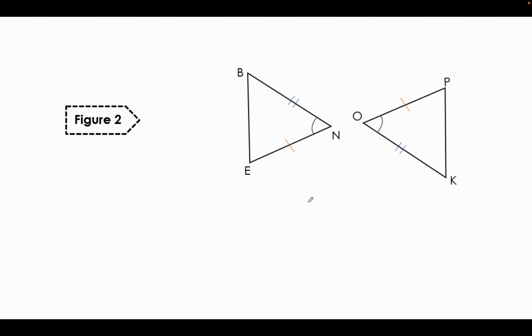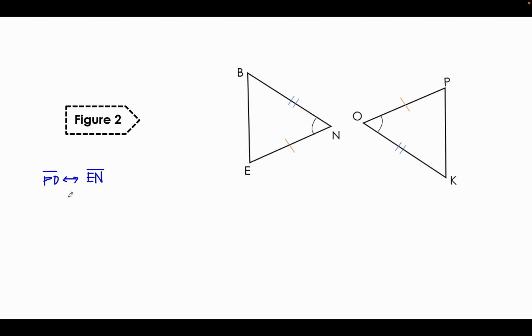Let's have this one. Figure 2. What are the corresponding sides here? Jeffany, can you tell me the two corresponding sides here? We have line segment PO. Line segment, make it louder please. Line segment PO, sir. PO, okay. Line segment PO corresponds to line segment EN. EN, okay. Yes, tama ba? EN, sir. EN, yes. Observe the markings.